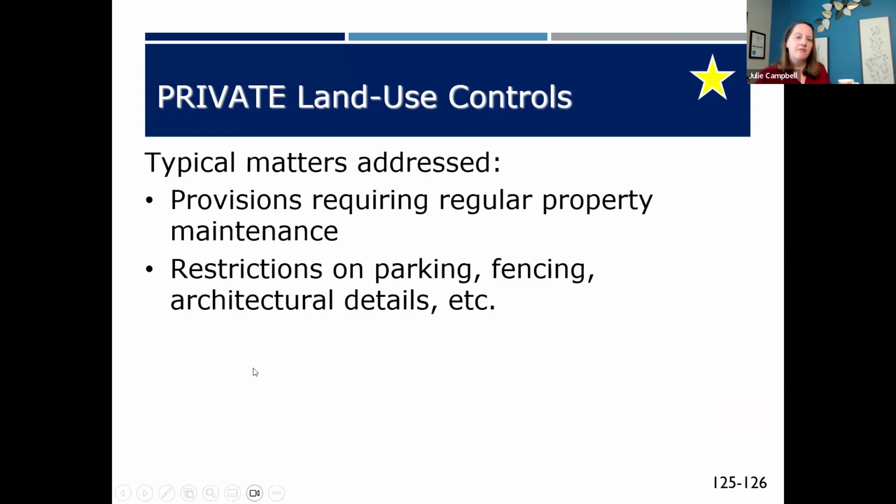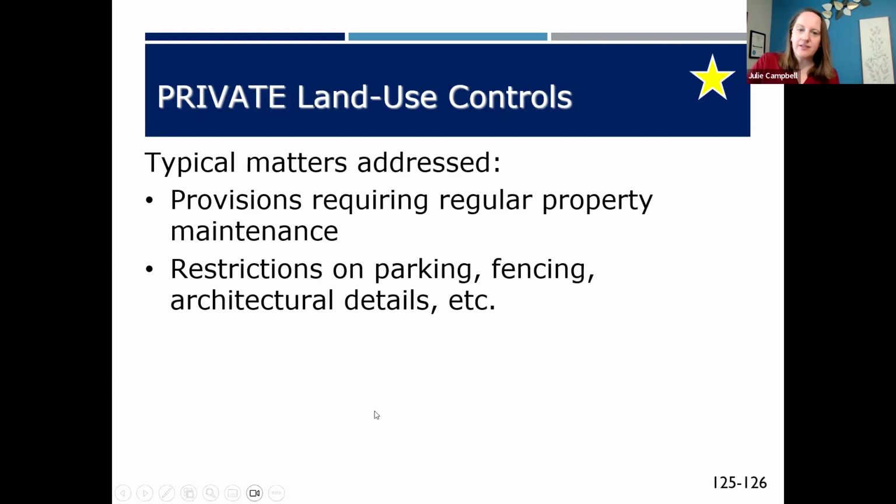So typically with covenants, some matters are addressed. Provisions, again, that require property maintenance. So again, how tall can the grass in your front yard be? Here are three choices that you can paint your front door, three color choices. And they may also have restrictions on parking, fencing, etc. Can you have a fence? Can you have a shed? If it's in an HOA, the covenants will address that for us.